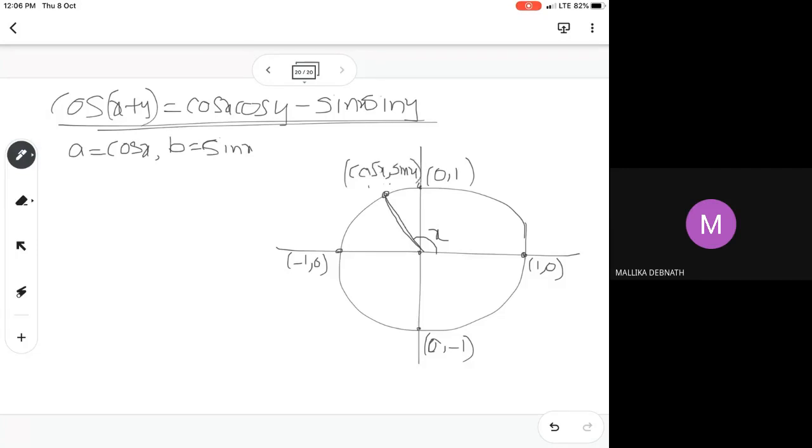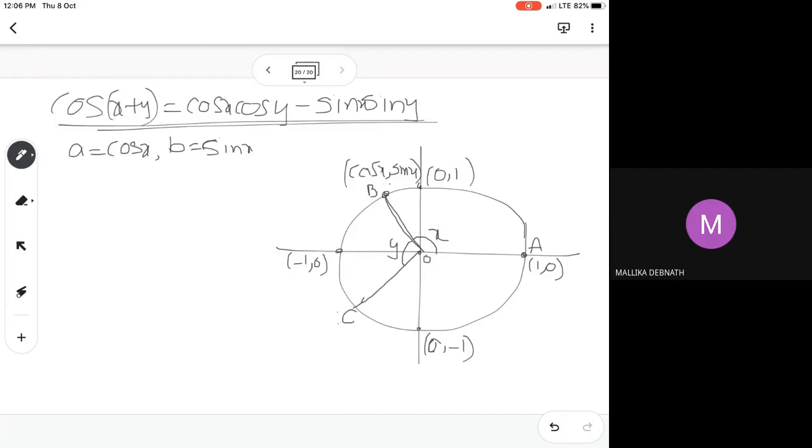This is because it is making an angle of x radians. Now consider one more angle from here to here. Let us take the point A here, this is point B, and this is point C. So now the angle BOC you consider as y.